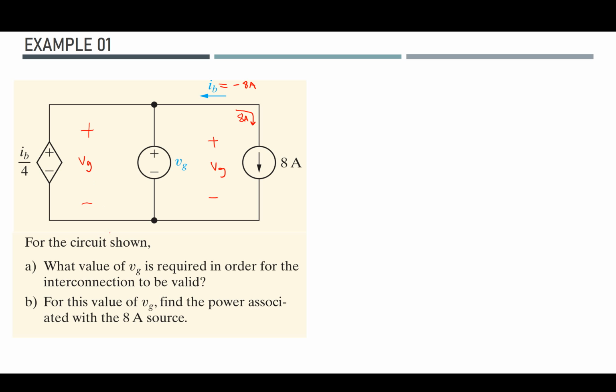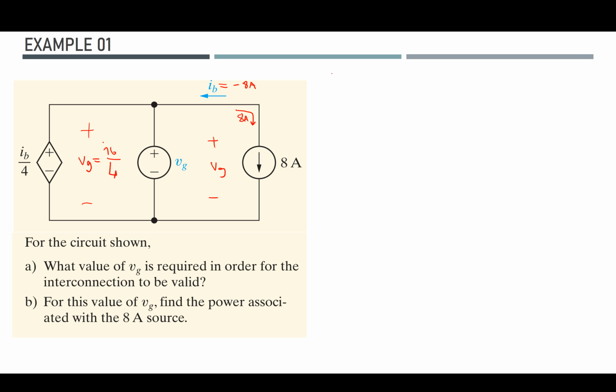And I know that the voltage across the dependent voltage source depends on this value. So this should be equal to the Vg so that I can connect them in parallel. Otherwise, this would violate the rules of the circuit theory that we have learned. In order to connect voltage sources in parallel, we have to make sure that they have the same voltage value across their terminals. As a result, I can write IB over 4 equals Vg. This is a correct assumption so that the interconnection can be valid.